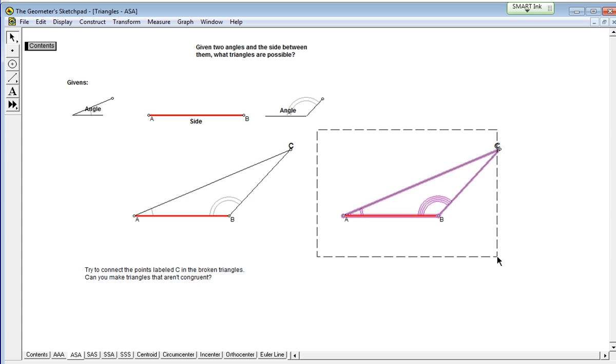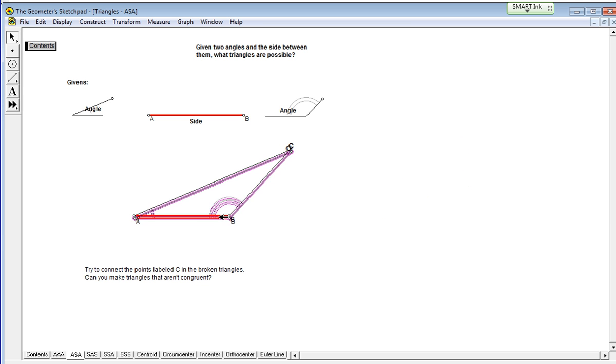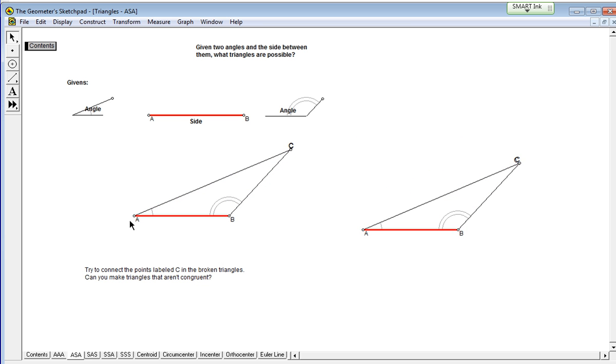And there we go. So now let's see. Is this congruent to this? Well, clearly they are congruent. So it looks like angle, angle, side is also a proof of congruence. Angle, side, angle is a proof of congruence. Here's the angle, here's the side, here's the angle. Angle, side, angle is a proof of congruence.